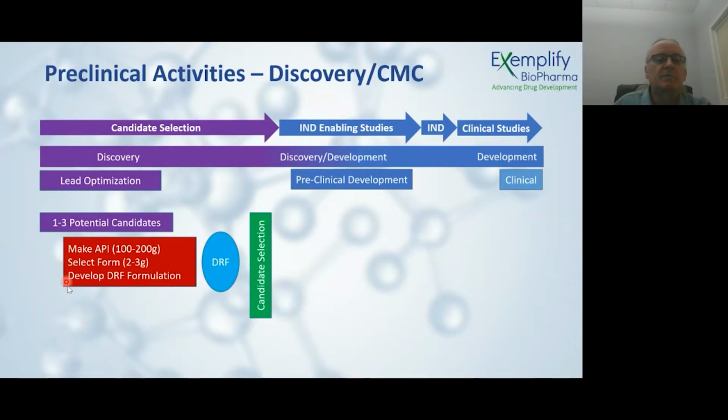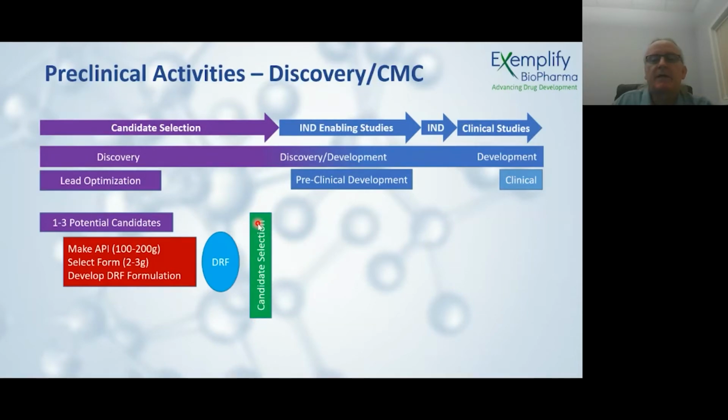Some companies run all of these activities in the discovery group. Others run all of these activities in the development group. And to be honest, there are some in the middle who share the responsibility. Ultimately, whoever does it, you put it into your dose range finding study. And depending on those results, you may then at that point select a candidate or nominate a candidate.